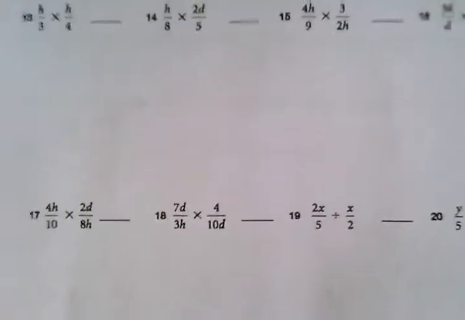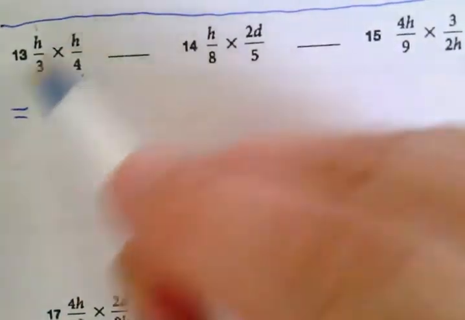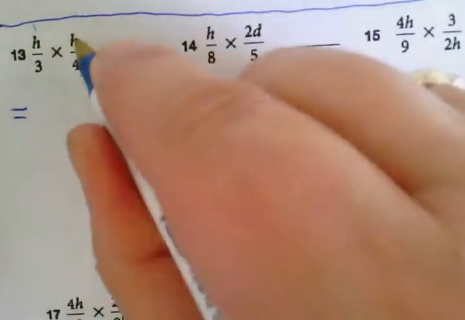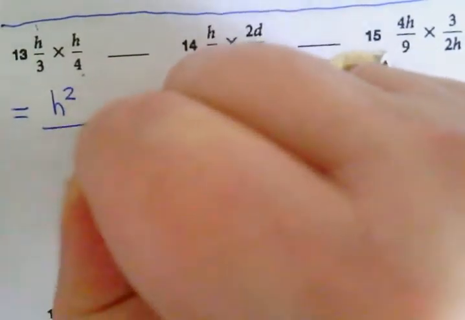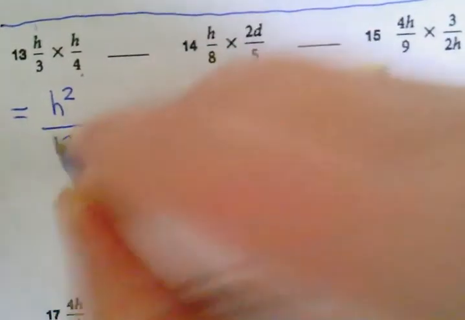Okay, let's start. Always, before we start, we need to check if we can cancel. The first question, any cancelling or no? I just look diagonally, nothing goes into anything. What's h times h? h squared over 3 times 4 is 12.